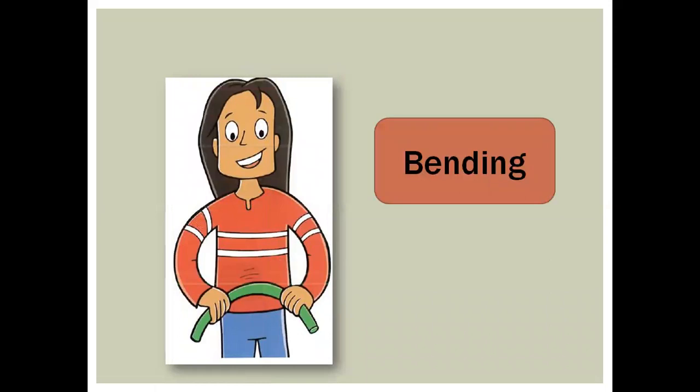What is the girl doing? She is applying force on a piece of rod and she is bending the rod. Why is she bending the rod? To change the shape of the rod. So she is applying the force on the rod to bend it.